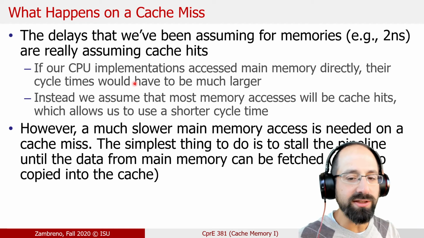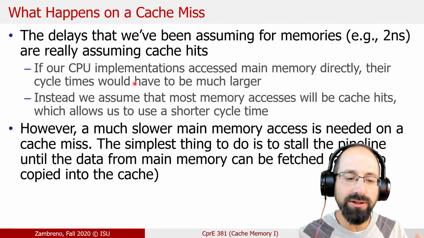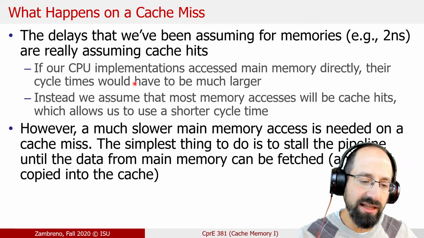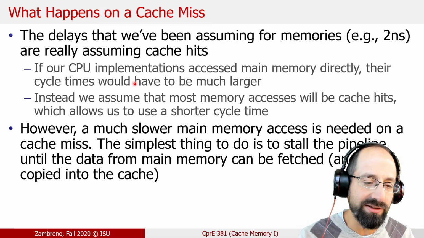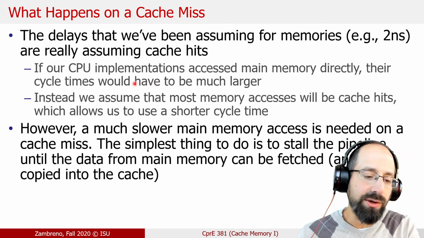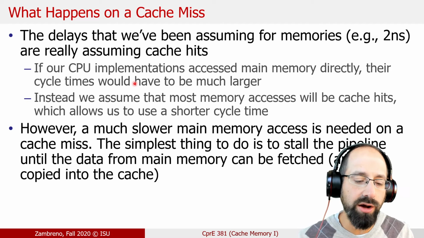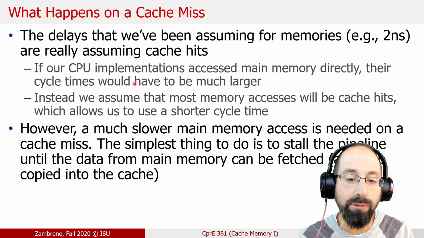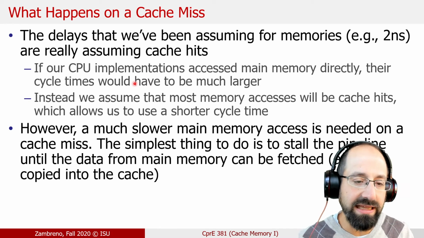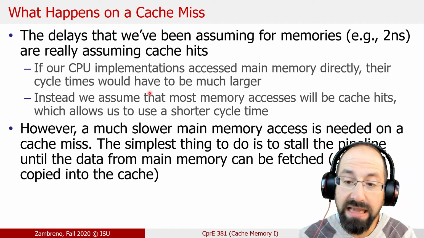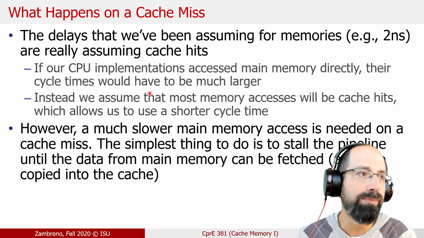Those delays that we've been assuming, that everything fits in that single cycle of our pipeline, that's really been assuming cache hits, and we talked about that a little bit last week, but I just wanted to reiterate that here today. For that pipeline to work, we have to assume we can access the vast majority of the data we're interested in directly in the cache. And that turns out to be the case in practice.